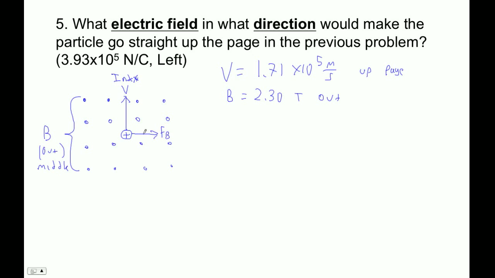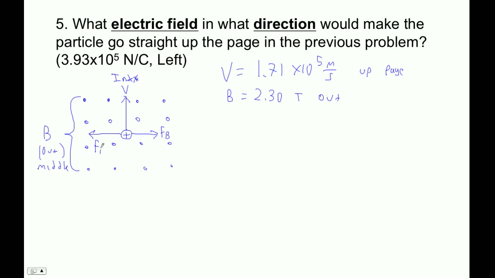Okay, so if the magnetic force is the only force acting on it, then it's just going to make this thing go in clockwise circles, around and around. I don't want it to go in circles, so what I do is I cancel out that force with an electric field. So I'm going to have an electric force to the left.